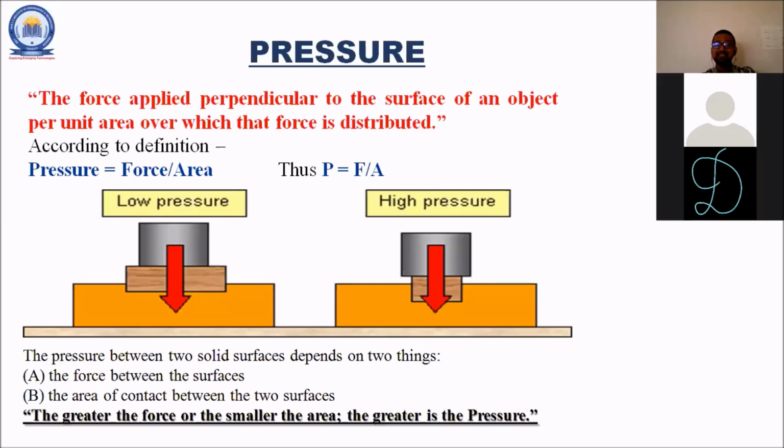Pressure in simple sense is defined as the force applied perpendicular to the surface of an object per unit area over which that force is distributed. So basically, according to this technical definition, we can write pressure is equal to force upon area. Considering the notations, capital P is equal to F divided by A.